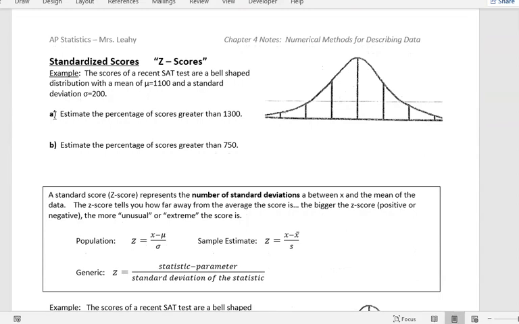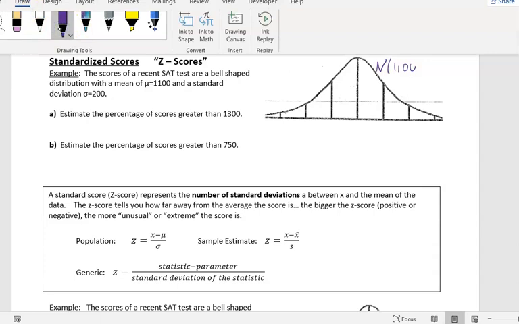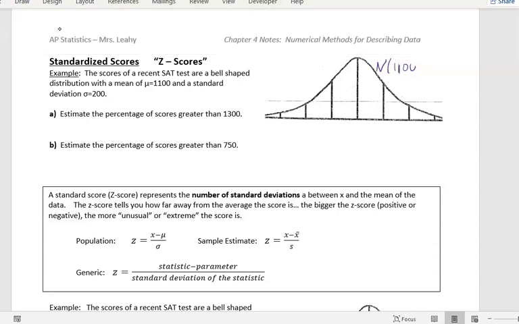So when we are talking about a standard normal distribution, something that does come up is something called a standardized score, or a z-score. So here we have the recent scores on an SAT are a bell-shaped distribution with a mean, I'm going to go ahead and label that, of 1,100 and a standard deviation of 200. I made a little bit of a mistake here in not leaving room for a comma. So 1,100 is the mean, and 200 is the standard deviation. And this is score.